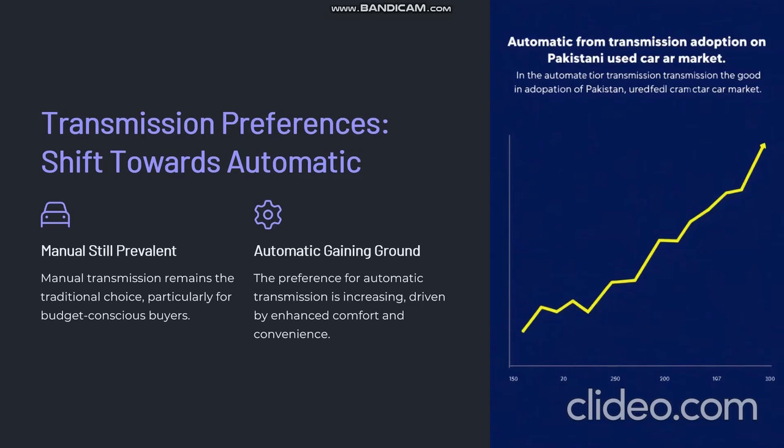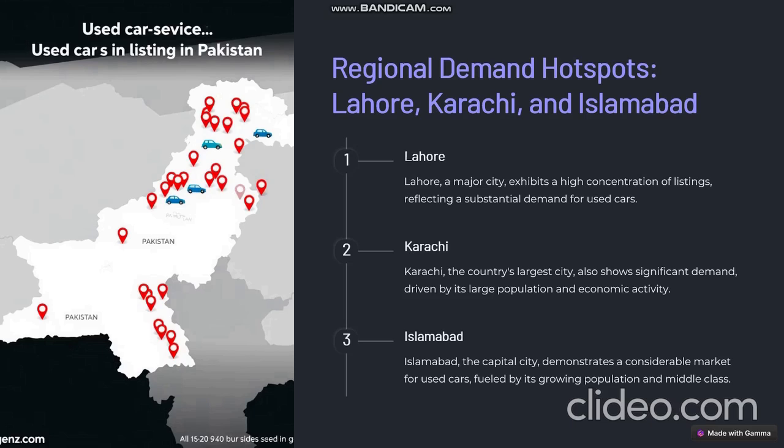Now, coming to the transmission preferences, some people have shifted toward automatic, but manual is still prevalent. Manual transmission remains the traditional choice, particularly for budget-conscious buyers. But as we can see in the future, and up until now, automatic is gaining ground. The preference for automatic transmission is increasing, driven by enhanced comfort and convenience.